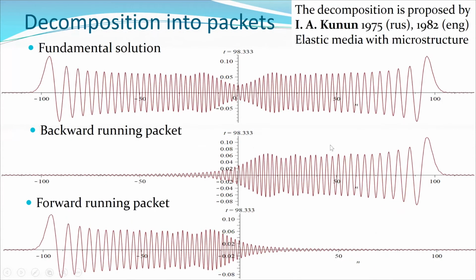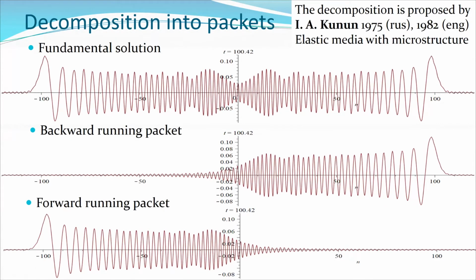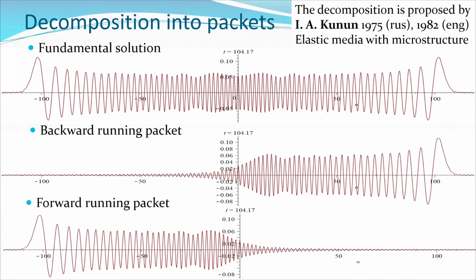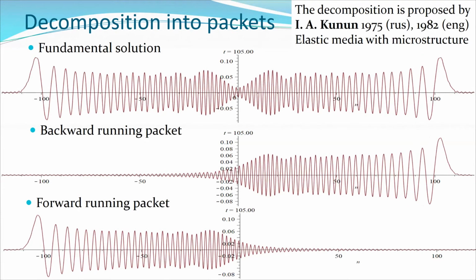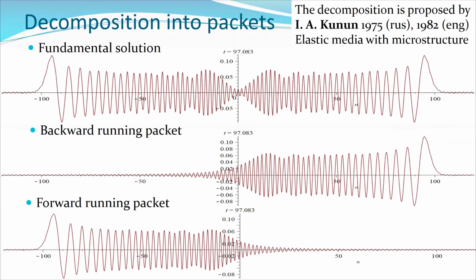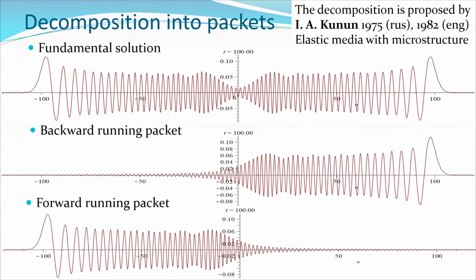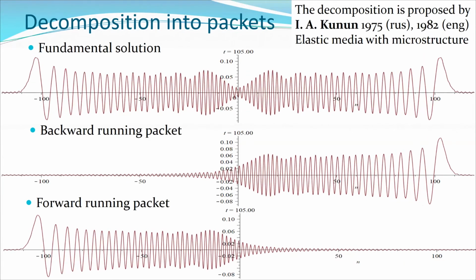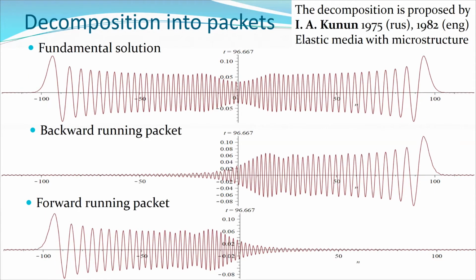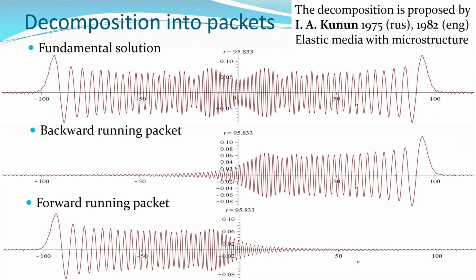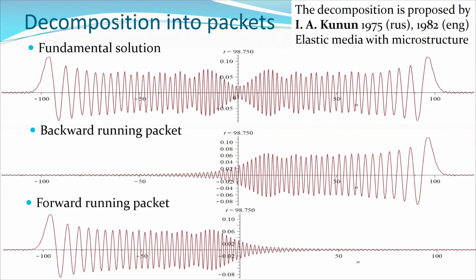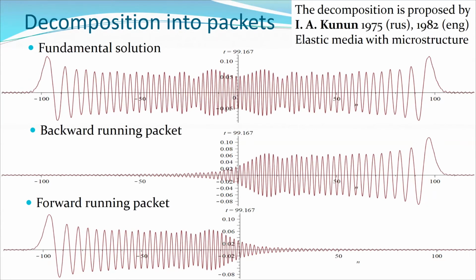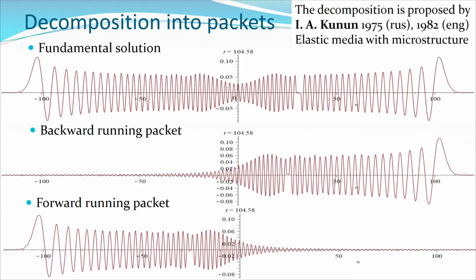But in this picture, which is video, and hopefully it can be seen a little bit, it is the idea of decomposition of this solution in two waves. The idea can be found in the book by Professor Kunin, which was written in 1975. Originally, the idea was that the initial perturbation is decomposed in two packets moving in two different directions. And these packets actually have very amazing properties.